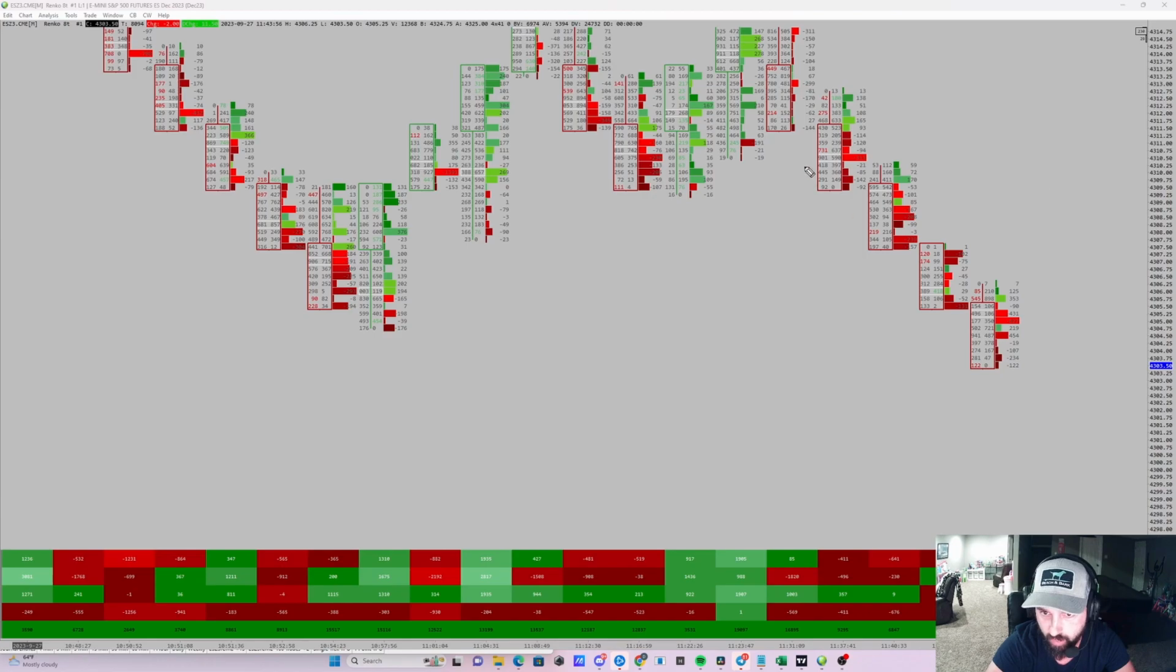Price is moving down now. Now we're in this little short-term downtrend. What is the market going to do? Very shallow pullbacks. Just missed this guy by 1 tick. Very shallow pullbacks into the sellers.